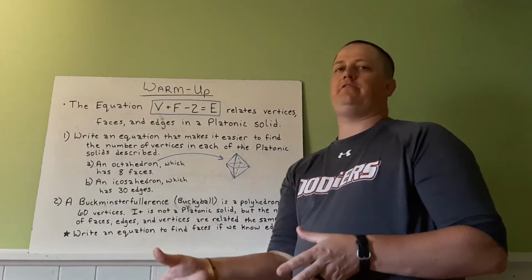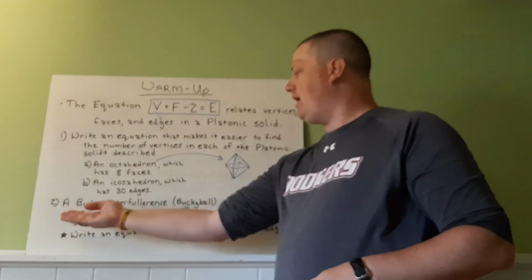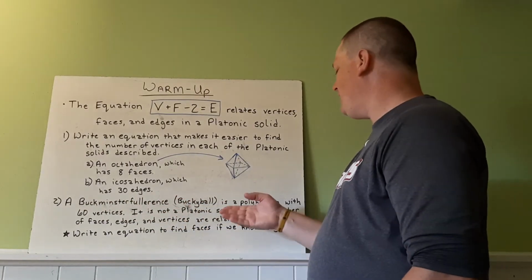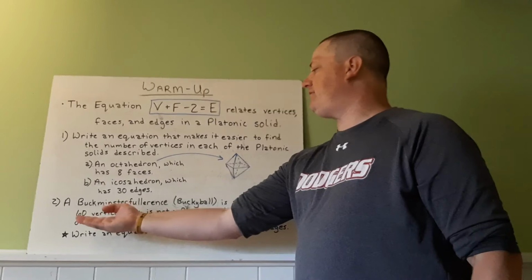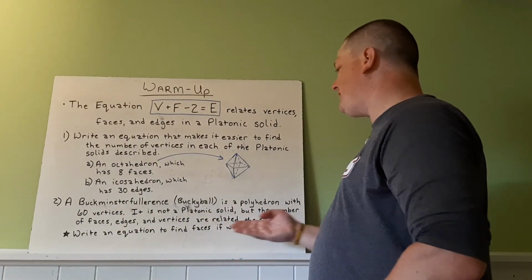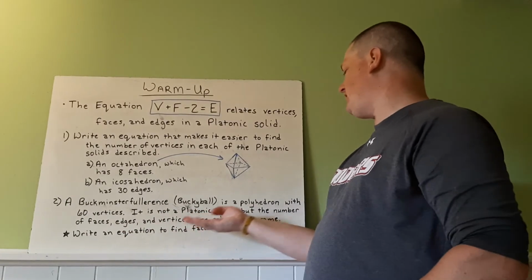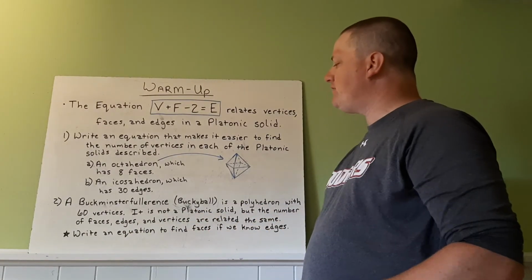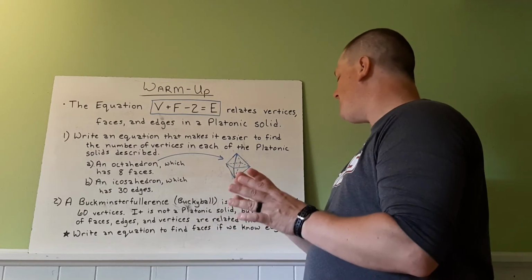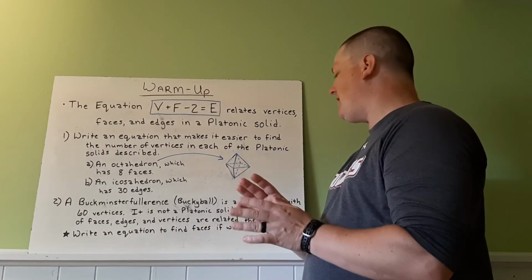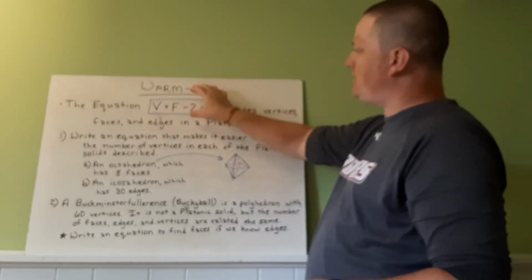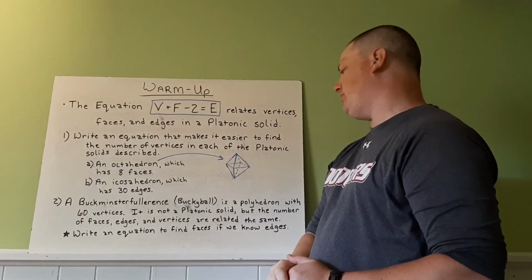All right, the second problem is a Buckminster fullerene, or otherwise known as a buckyball, is a polyhedron with 60 vertices. It is not a platonic solid, but the number of faces, edges, and vertices are related the same. So even though this buckyball is not a platonic solid, it still uses this formula. So we're still going to use that formula for number 2.